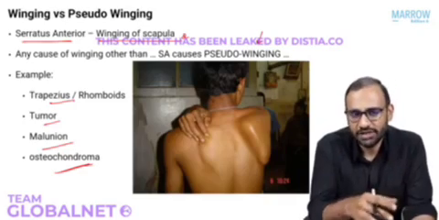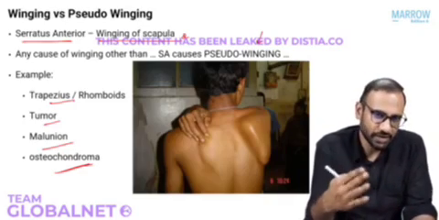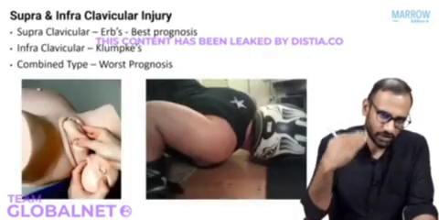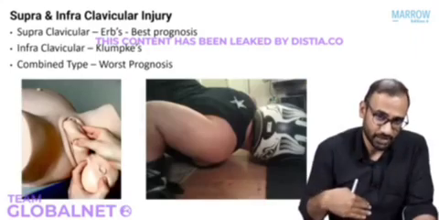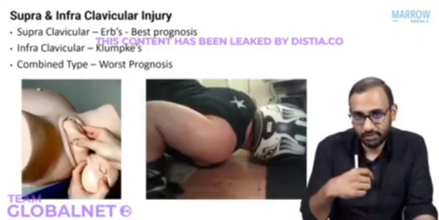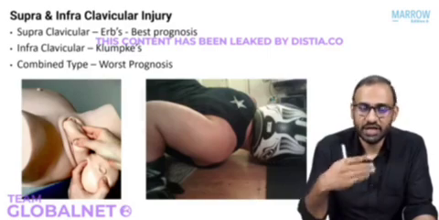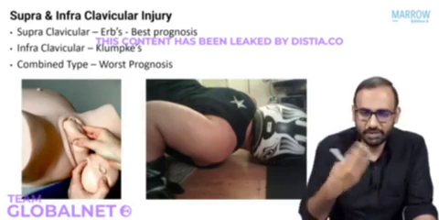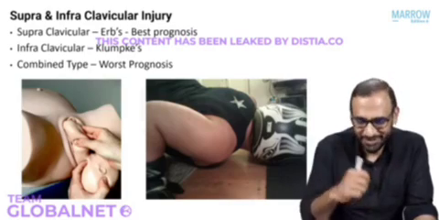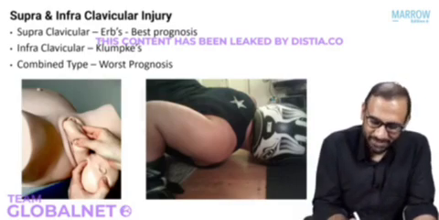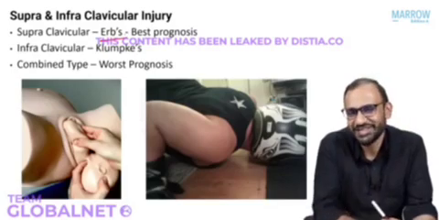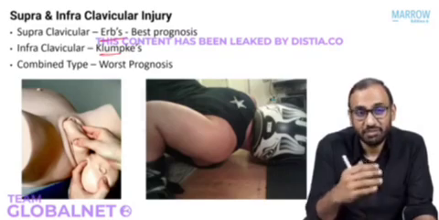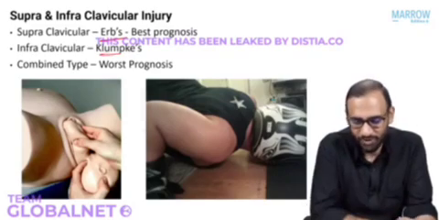Now, brachial plexus injuries have been simply classified based on the location of the injury in relation to the clavicle. So, you have supraclavicular brachial plexus injuries, infraclavicular brachial plexus injuries, and combined type of brachial plexus injury. Supraclavicular means plexus injuries above the clavicle. Infraclavicular means plexus injuries below the clavicle. Combined means brachial plexus injury at both parts. Supraclavicular is usually Erb's palsy. It's the most common type of brachial plexus injury and it has the best prognosis. Infraclavicular is Klumpke's palsy, and mixed has the worst possible prognosis.